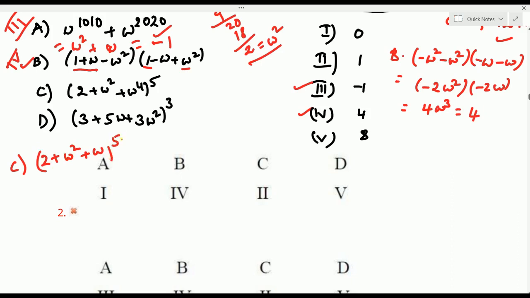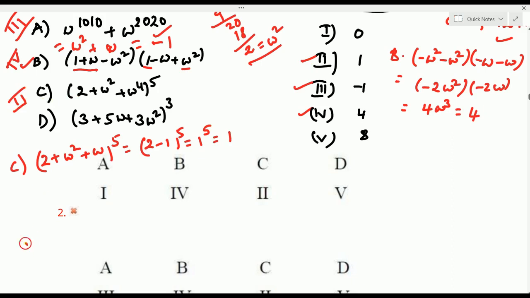Whole power 5 is there. 2 plus omega square plus omega అంతా -1 కదా. According to 1 plus omega plus omega square is equal to 0, -1 whole power 5. 2 minus 1 is 1. 1 power 5 is 1. So it is clearly second point matching. C is matched with the second one. A third one, B fourth one, C second.